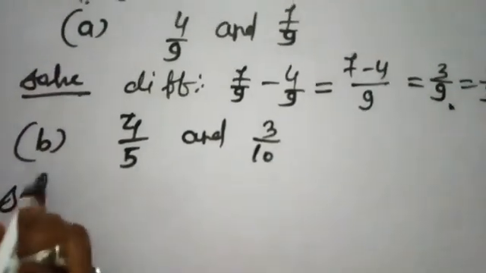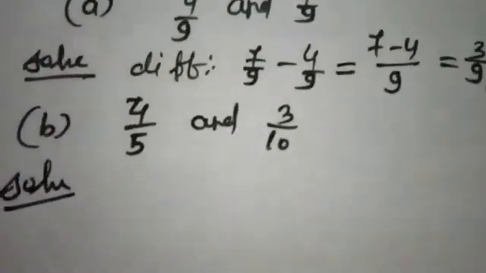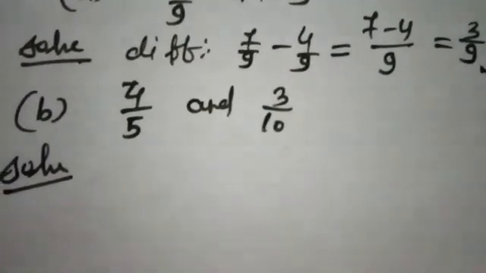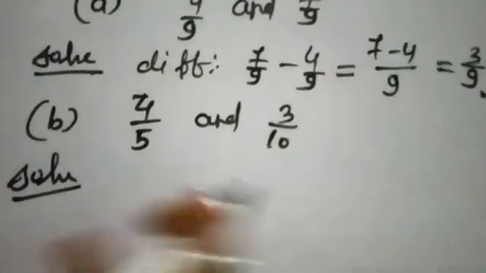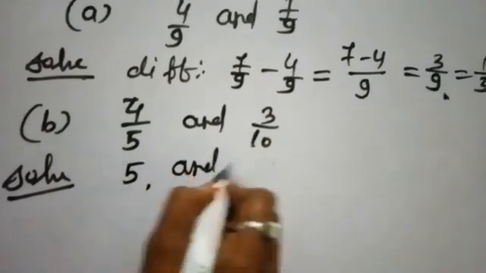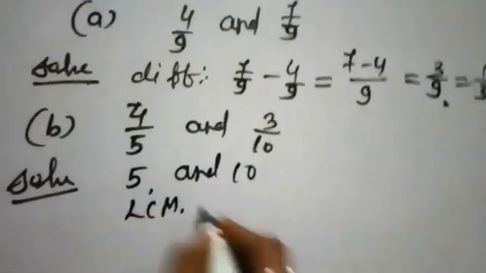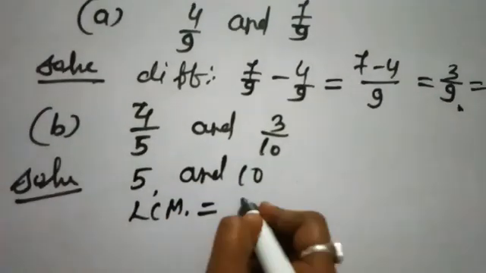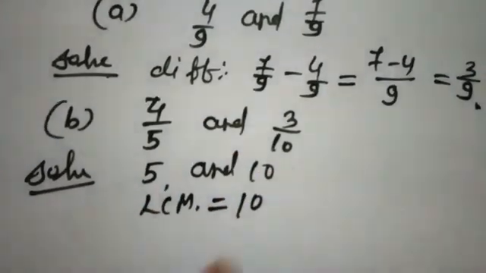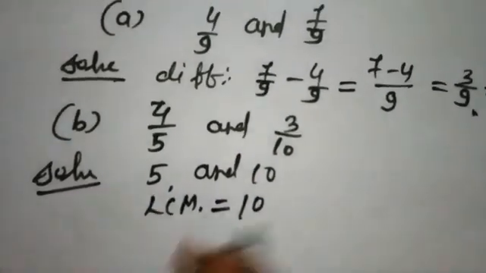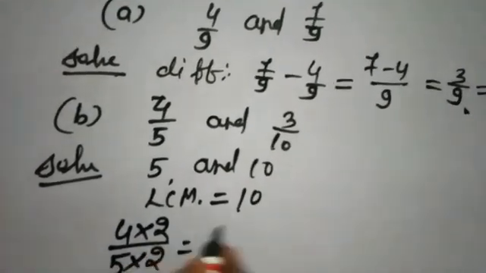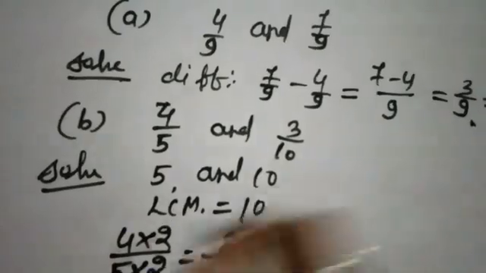Now see, the second one is there. It is 4 upon 5 then 3 upon 10. So how can we do this question? In this question, when we check, the denominators are different. So 5 and 10, these are different denominators. LCM of 5 and 10 is 10. How? In the table of 5, 10 comes 2 times. So directly also we can find out the LCM of the given numbers. Here 4 multiplied by 2, then 5 multiplied by 2. Our answer is 8 upon 10.